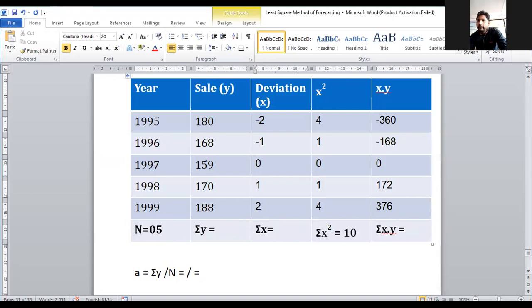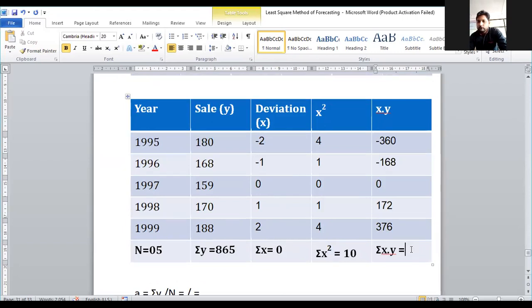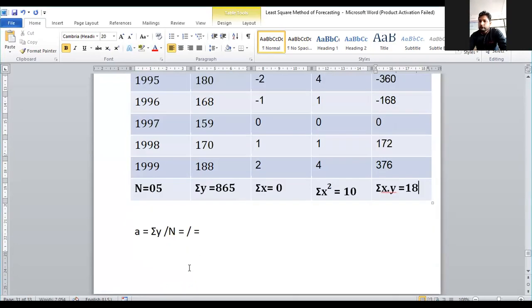Okay, so tell me summation of y, how much? Okay, 865. Summation of x, it will become 0. Okay, that is the basis of deviation provided. If it will not be equal to 0, then we are unable to solve the problem. So then the last one is x multiplied by y. How much is it? 18. Okay, 18. Okay, so I will not take much more time for this.